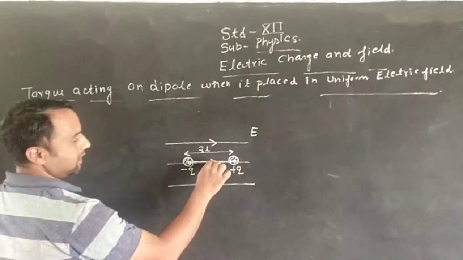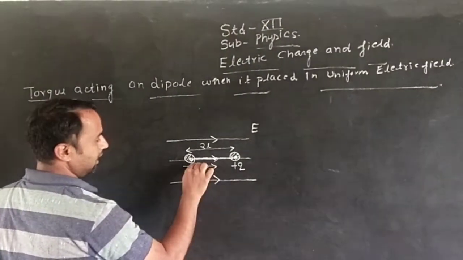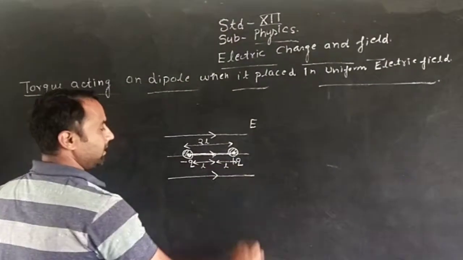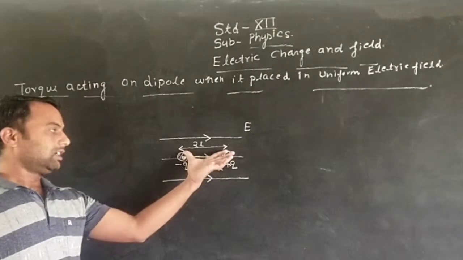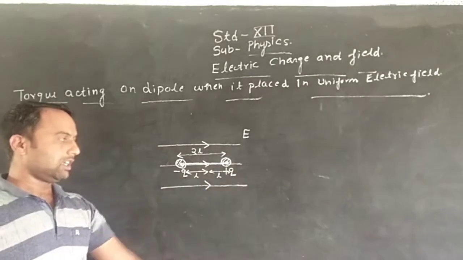And this is the center of the dipole. Here this is the length L, and this is also the length L. There are two lengths because this is the midpoint of the dipole, and the total distance is 2L, and this is L, and this is L.